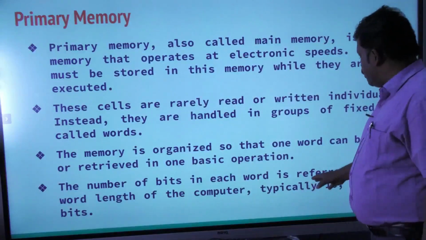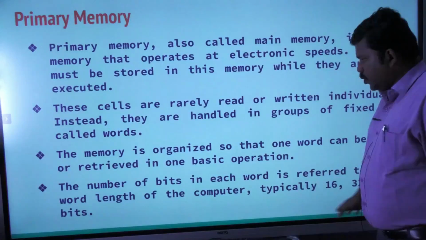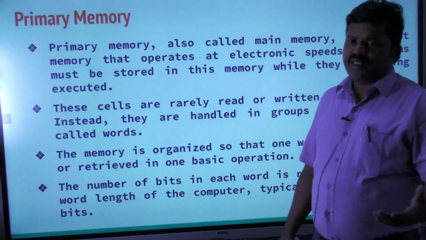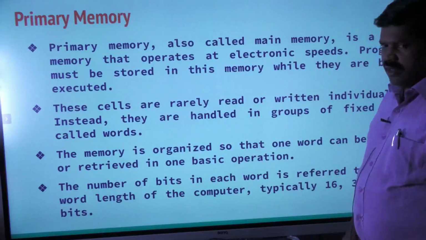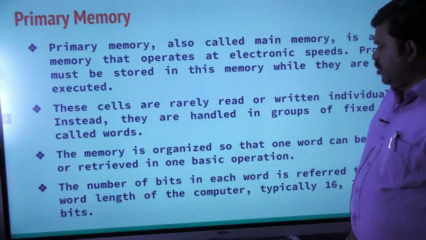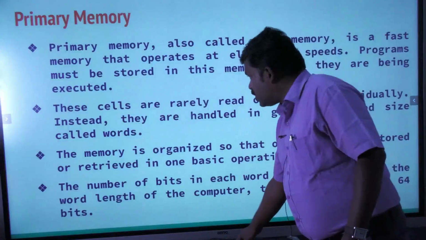The number of bits in each word typically ranges from 16, 32 or 64 bits. It depends upon the computer architecture we are using. If we have a 16-bit memory, that system is called a 16-bit system, or a 32-bit system, or a 64-bit system.